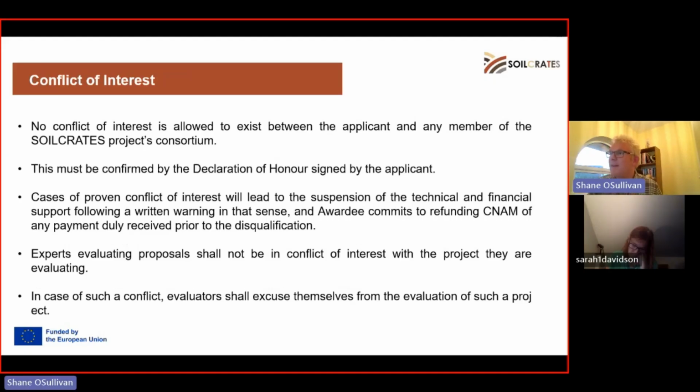In my final slide, I want to acknowledge how we deal with conflicts of interest. No conflict of interest is allowed to exist between the applicant and any member of the Soilcrates project consortium. This must be confirmed by the declaration of honour signed by the applicant. Cases of proven conflict of interest will lead to the suspension of the technical and financial support following a written warning, and the awardee commits to refunding CINAM, who is responsible for overseeing the distribution of the funds to farmers, and this could lead to disqualification.